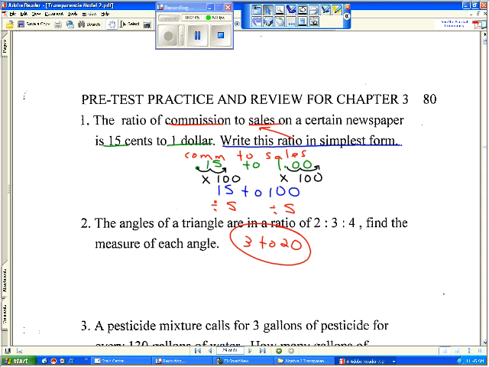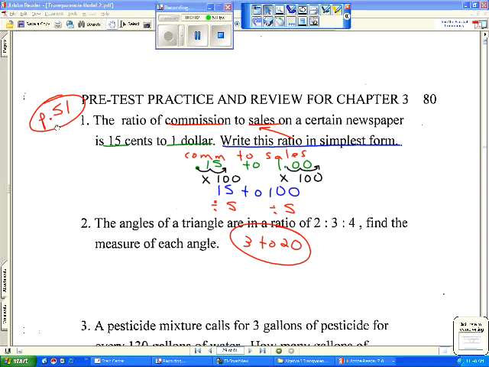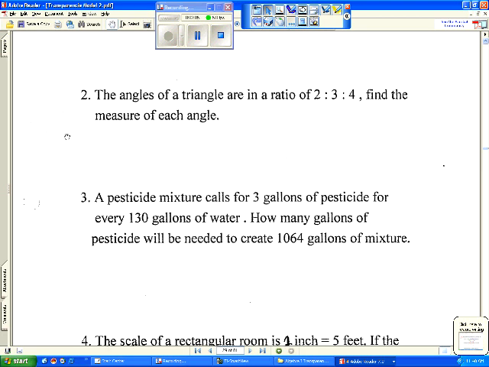Okay. Any questions on number 1? Also, we might say that all these rules we just quoted are on page 51. So if you couldn't say them, that's where you go to study, page 51. All right, question number 2. The angles of a triangle are in a ratio of 2 to 3 to 4. Find the measure of each angle.